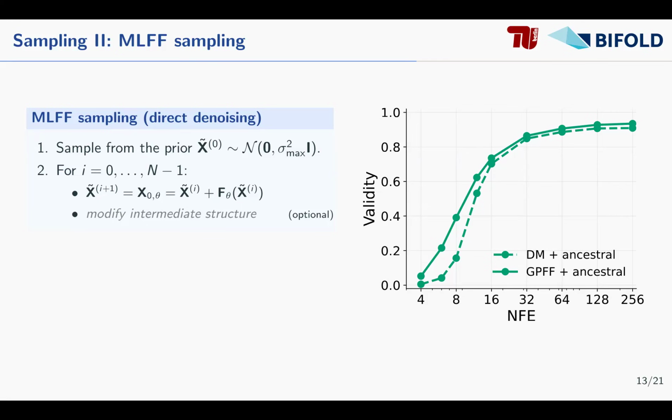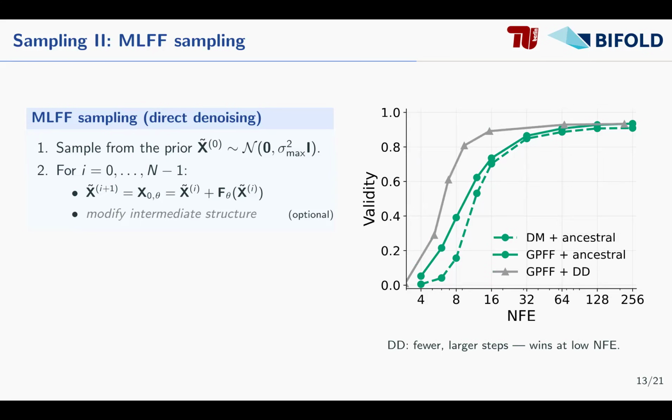We called this MLFF style sampling direct denoising because we directly try to predict the equilibrium geometry. And here now on the right side, you can see in gray the results for a GPFF with direct denoising, and especially in the regime of low numbers of function evaluations, direct denoising clearly outperforms diffusion sampling with the GPFF and the diffusion model, and it converges to about the same validity for a large number of function evaluations.